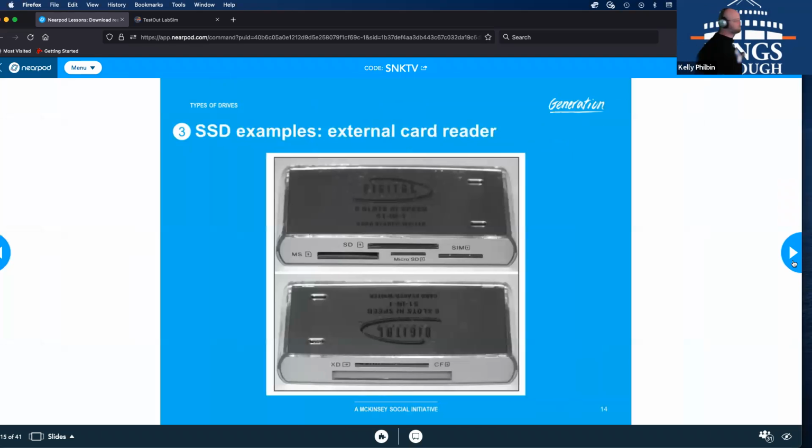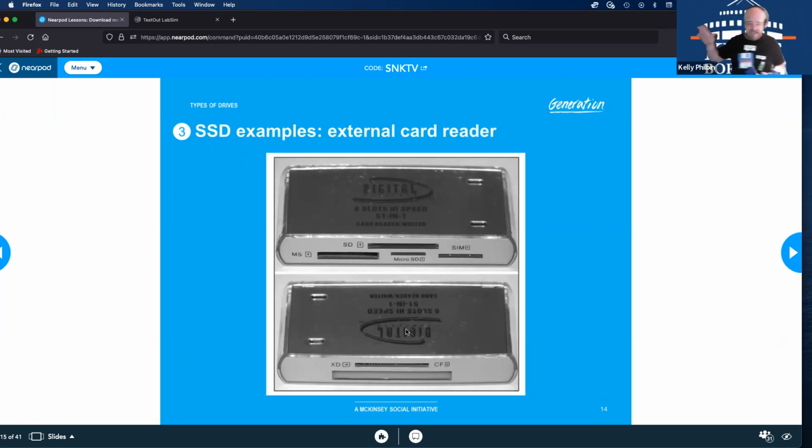Excellent. All right, here's an example of some external readers. Some computers actually had these built into them, where you had the SD readers, the compact flash readers, all that stuff on the front of the computers. Does anybody ever work on a computer that actually had these?